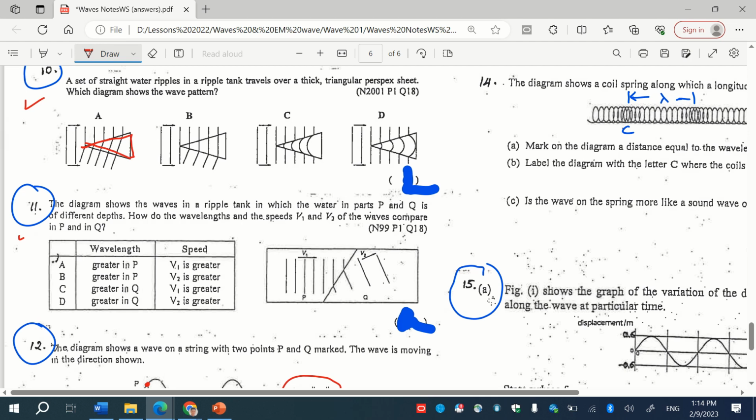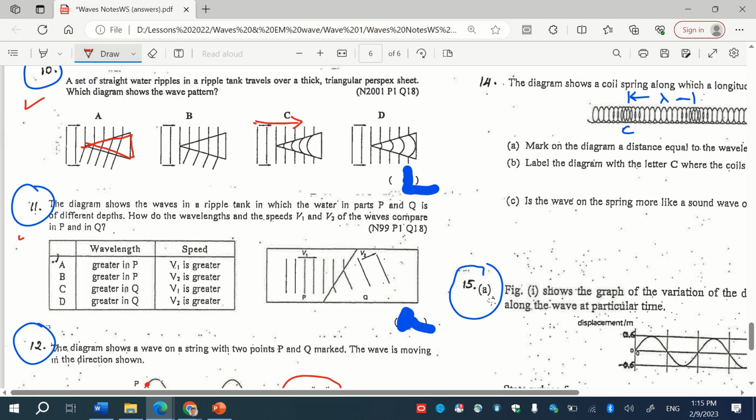So when the wavefront, water ripple, go out this direction, how should the wavefront change when it enters the triangular shallow region? Okay, try this yourself. Eliminate all the impossible answers first, then make your best study on the correct one.